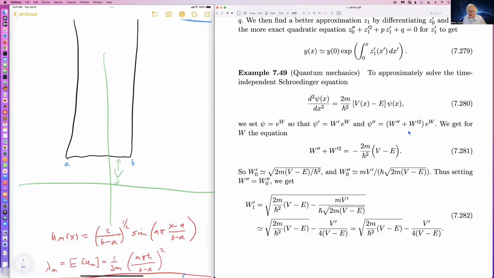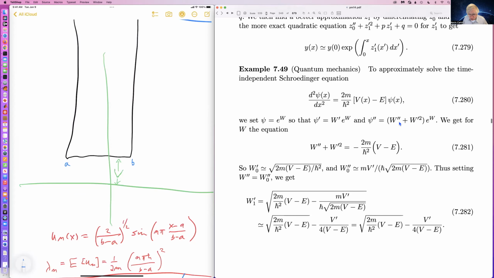So the left-hand side then is w prime, w double prime, plus w prime squared times e to the w. That's the left-hand side. And now I see there's a minus sign that I didn't get rid of. What I did was I got rid of most of the minus signs. And so here I'll be fixing that, and let me also fix it here.